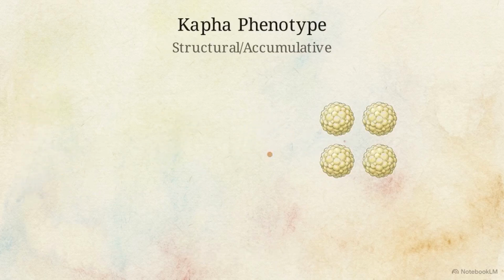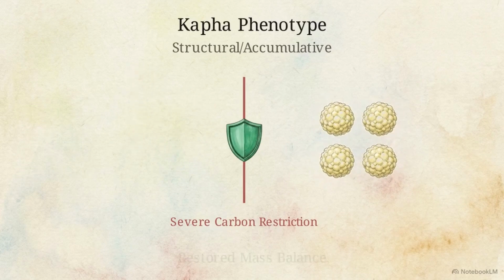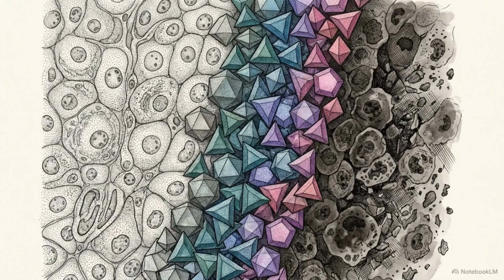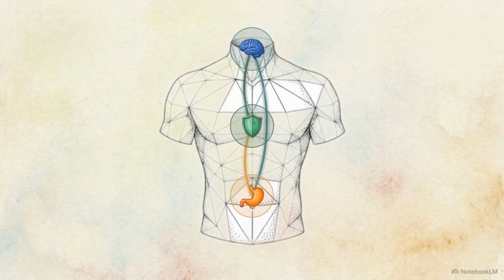Conversely, a Kapha phenotype requires severe carbon restriction to prevent the elemental imbalances that drive lipid storage and obesity. This steering provides dissipative resonance. It is an engineered force that deepens the system's health basin of attraction, pulling the patient away from pathological attractors. This architecture protects the most critical feedback loop in the human body, the endocannabinoid, microbiota, neuroimmune supersystem.